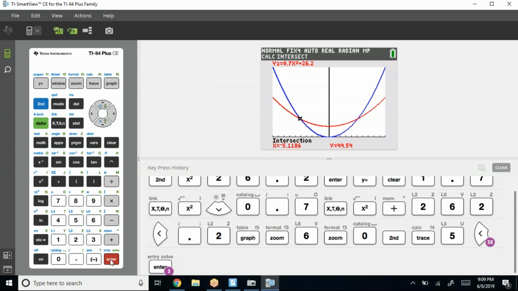Enter, I'm not guessing. And then you've got negative 5.1186, which is negative 5.12 if you round to 2 decimal places, right? So there, and then you do it again, second trace, 5, and then you just move it all the way over. It takes a little bit to get that thing all the way over there, but we're going to do it. How many times? Oh, hit it 44 times. Woohoo! All right, enter, and that's positive 5.1186, which would be positive 5.12.